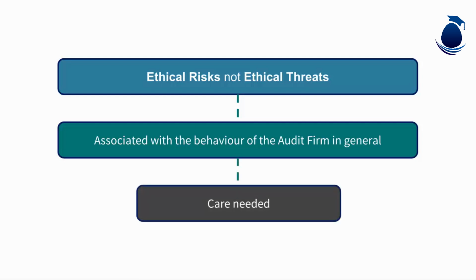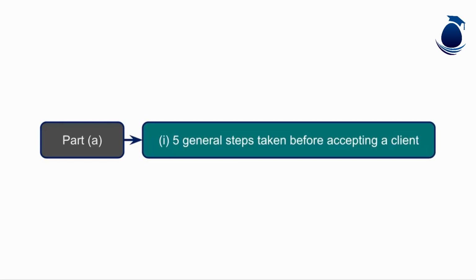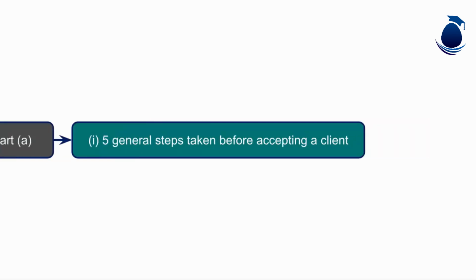Careful review of the scenario is needed to pass this question. Let's begin structuring our answers. In Part A, we need to describe the steps that an audit firm should take before accepting a client. For Part 1, we need to identify general steps taken for 5 marks, and therefore 5 things an auditor would do before accepting a client are needed.